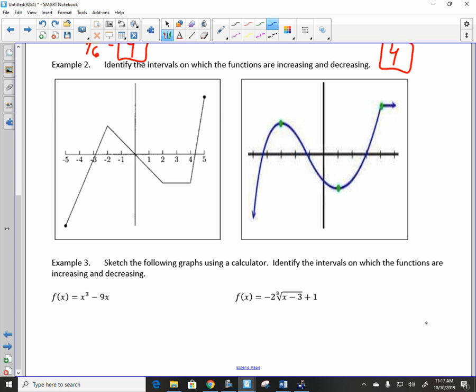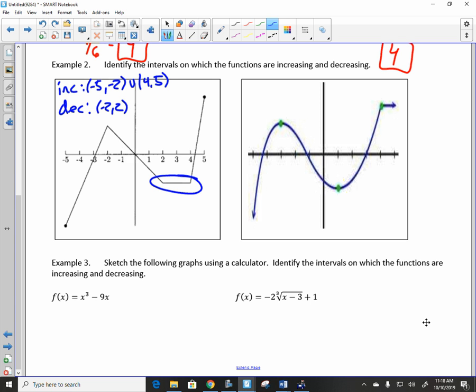All right. Identify the intervals on which the functions are increasing or decreasing. You should be able to look at a graph and identify when it's increasing. Super easy. So from -5 to what? -2. Union with, when else is it increasing? 4 to 5. Decreasing from -2 to 2. We would say in that section, it's neither increasing nor decreasing. The slope is 0.